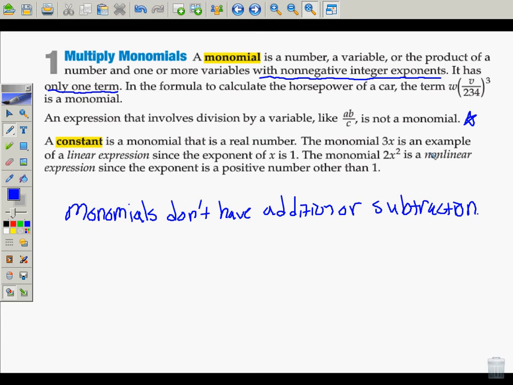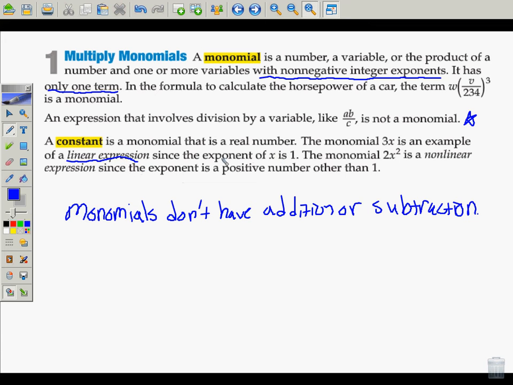And then we have a constant. We've talked about constants before. This says it's a monomial, that's a real number. Basically, constants have no variables. Then we have linear expressions. Linear expressions are when the exponent of x is 1. We've dealt with these before, and we know what their graphs look like.